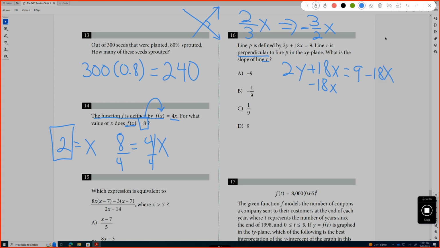And the slope is the number in front of the x. So we have 2y is equal to negative 18x plus 9, dividing by 2, and now we have solved for y, so we have the slope is negative 9 over 1 x plus 9 over 2. We don't need to worry about that 9 over 2.